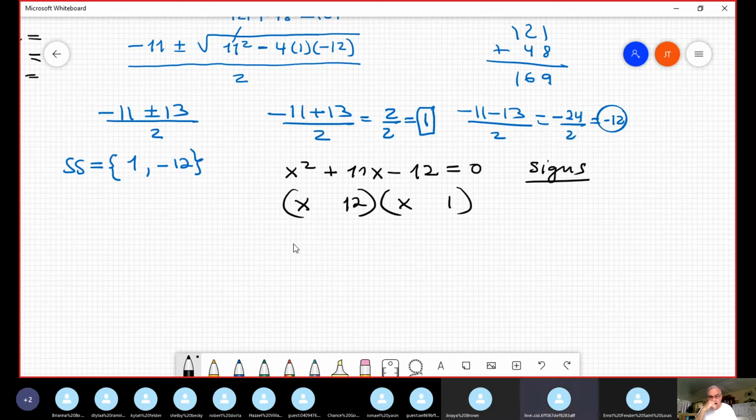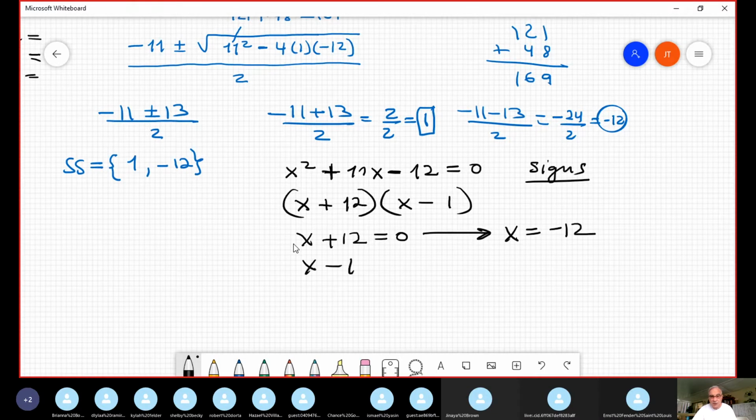Plus 12 and negative 1. Absolutely. Plus 12 and negative 1. Because remember, this sign is minus. When this sign is minus, it indicates that we have different signs. And this sign is always the sign of the bigger number. So one equation is this, that means x is negative 12. And another equation is like that, that means x is 1.